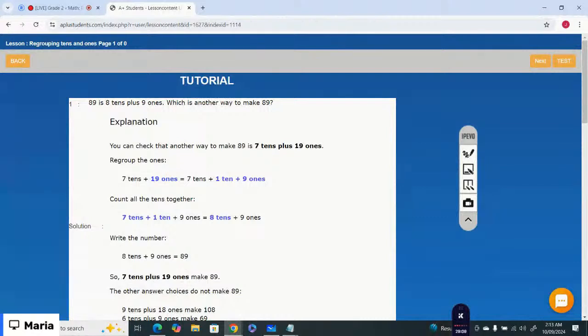89 is 8 tens and 9 ones. To make 89 another way, you need to find another way, right? You're not given the options here, so let's just start with the test questions.